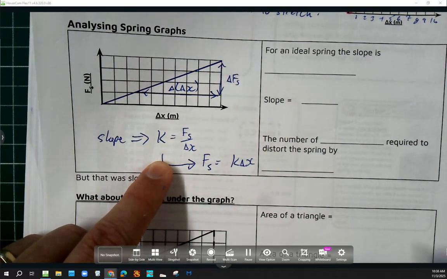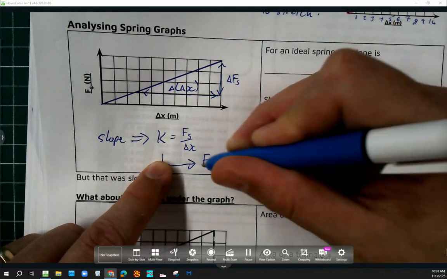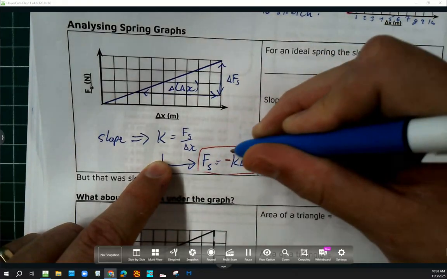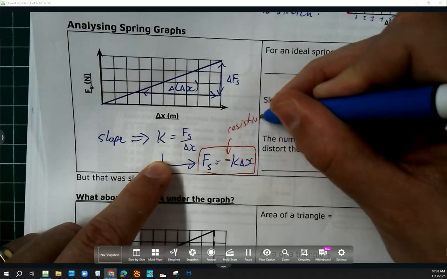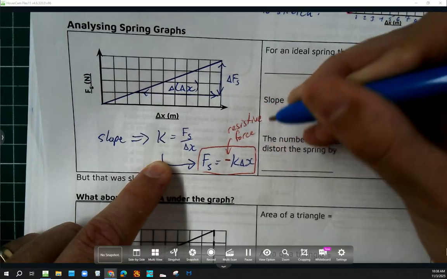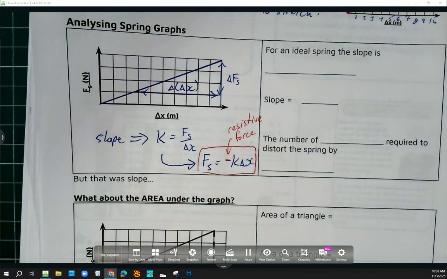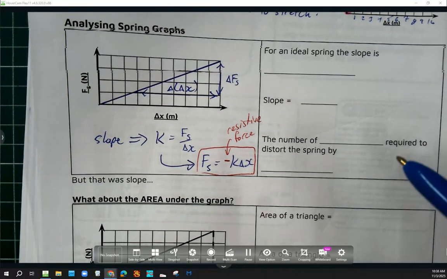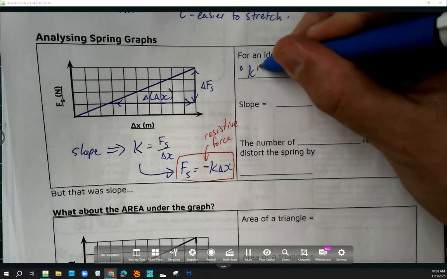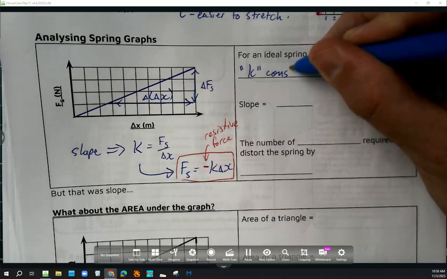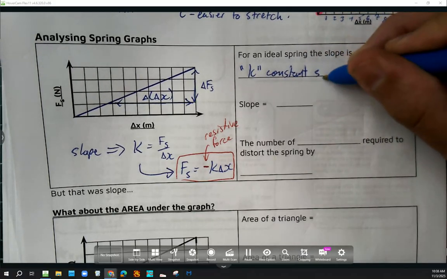And then everybody seems to put a negative sign out front to indicate that it's a resistive force, even though I'm fully acknowledging the slope is definitely positive, right? We're just putting that in as a reminder for ourselves. So for any ideal spring, the slope is K, and it's a constant specific to that spring.